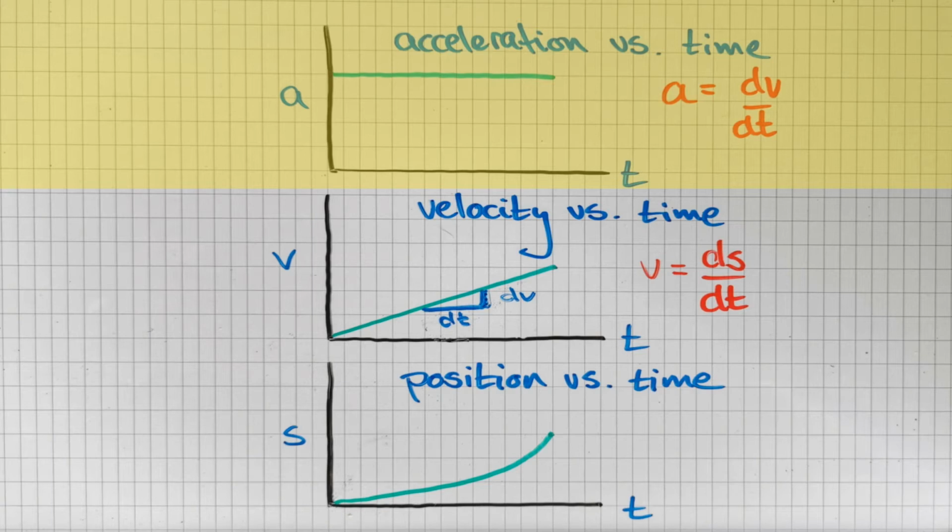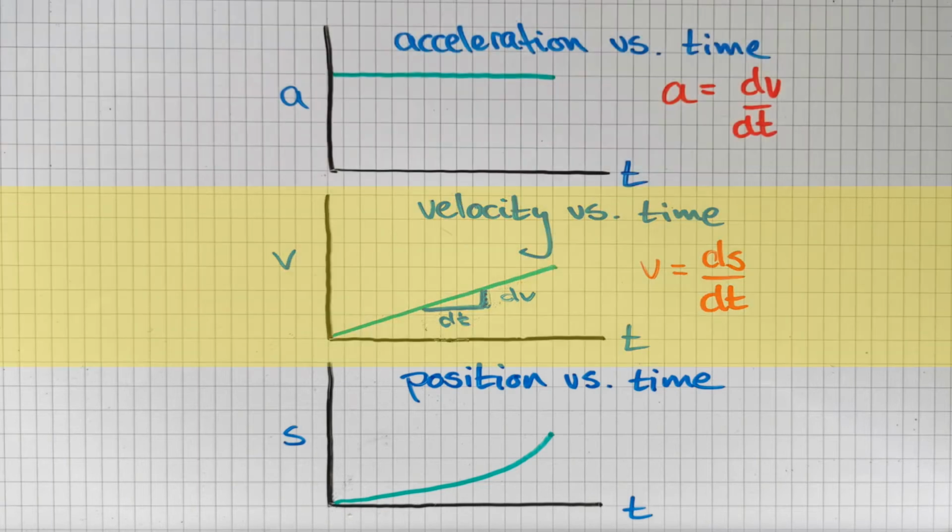If we go down one step, we have velocity versus time. Now, because the acceleration is constant, it means that the velocity will increase at a constant rate. So velocity will be a straight line, and it will be a straight line that increases because acceleration is positive and constant. You can also see that by remembering that a is dv/dt.